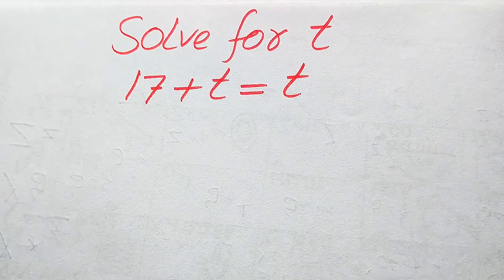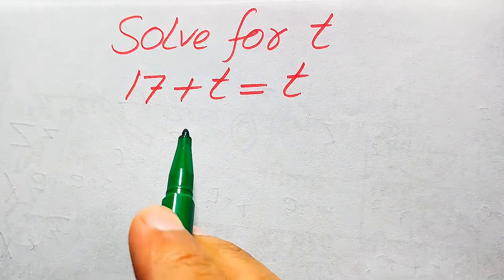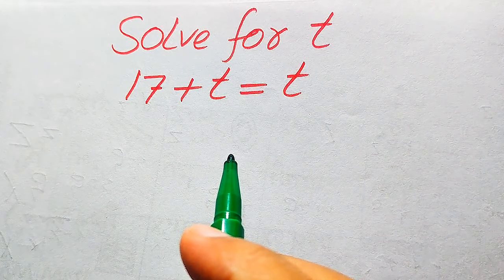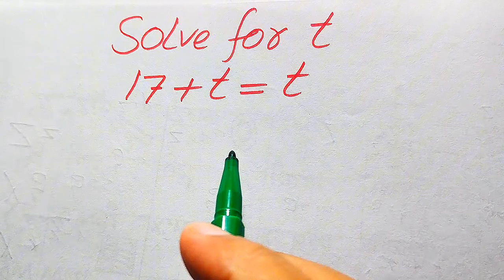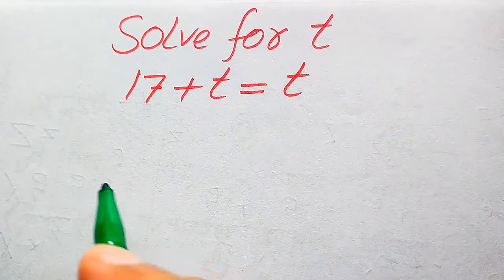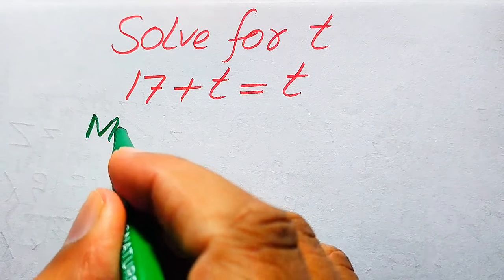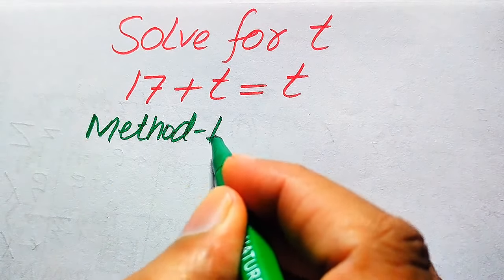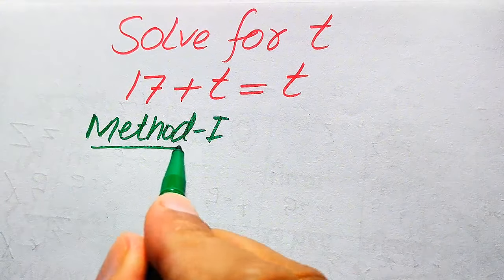Hello everyone, how to solve this problem for the values of t if we have 17 plus t is equal to t, and we solve this problem for all the values of t. So here first we solve this problem by two methods. I hope you like both of these methods, but if you have any other method in your mind, please don't hesitate to write it in the comment section.